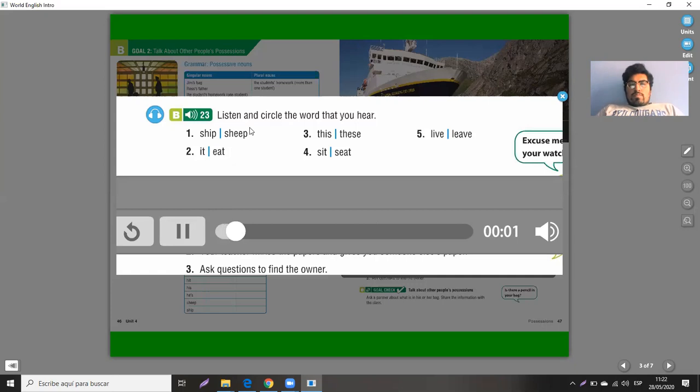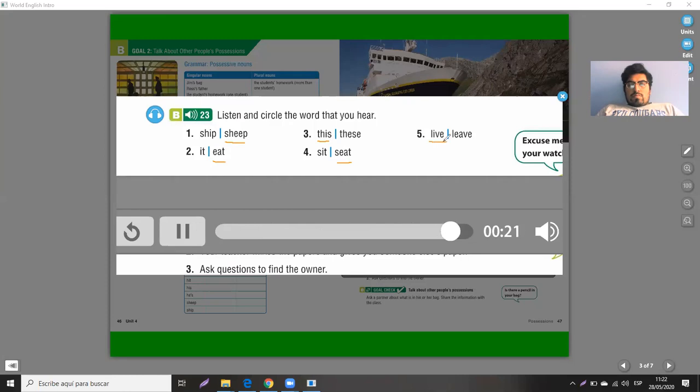1. Sheep. 2. Eat. 3. This. 4. Seat. 5. Live. Good. Excellent job.